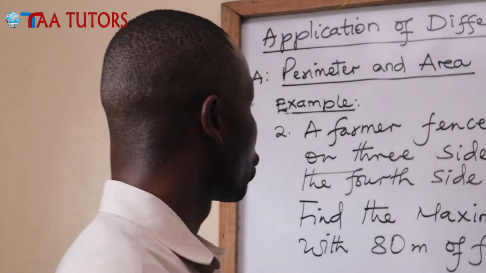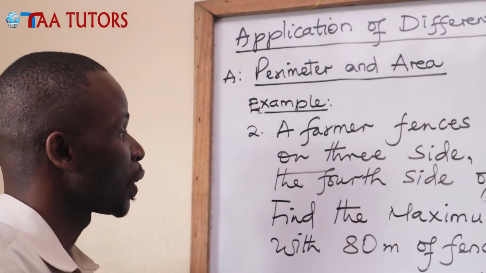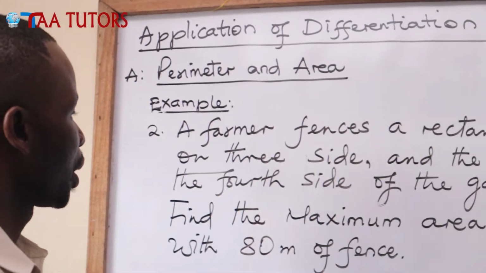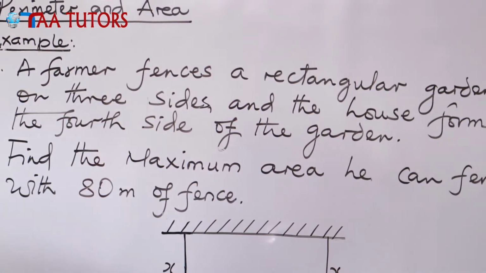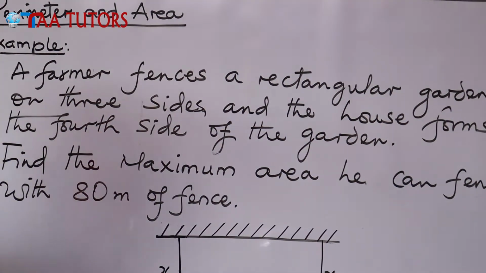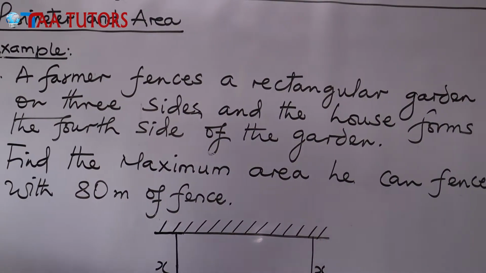Let's go to example 2, which is: a farmer fences a rectangular garden on 3 sides, and the house forms the 4th side of the garden. Find the maximum area you can fence with 80 meters of fence.